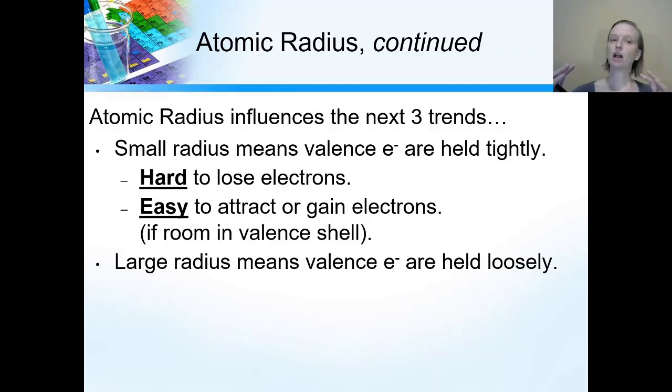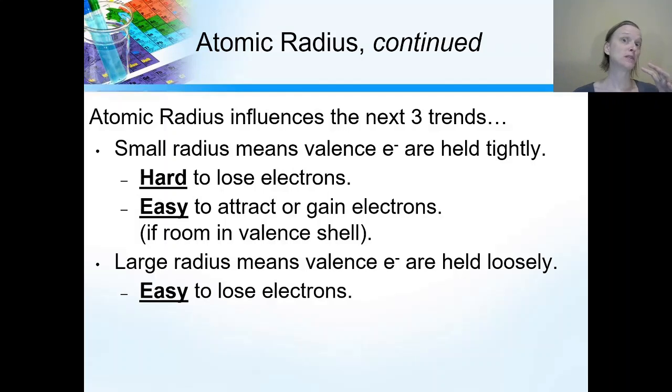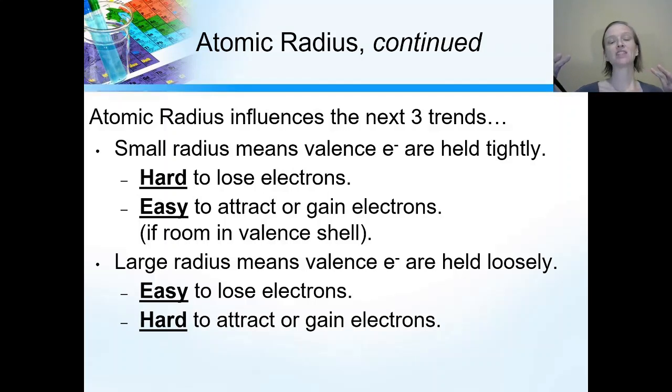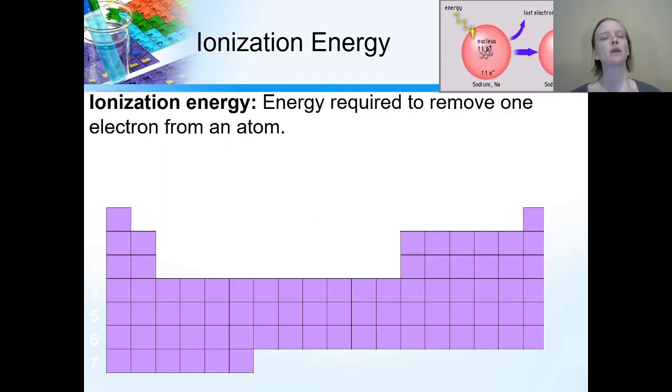On the other hand, if you've got a large radius, that means valence electrons are held onto loosely. That means it's going to be easy to lose an electron. It won't take a lot of energy to lose an electron, but it is hard to gain or attract new electrons. So we talked about atomic radius.